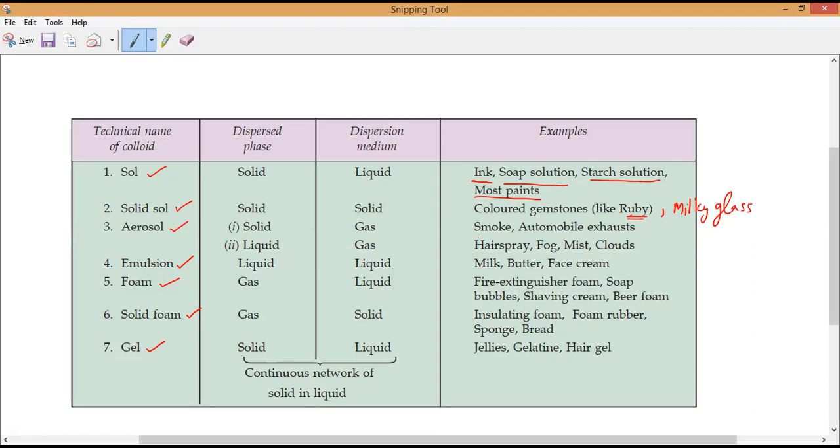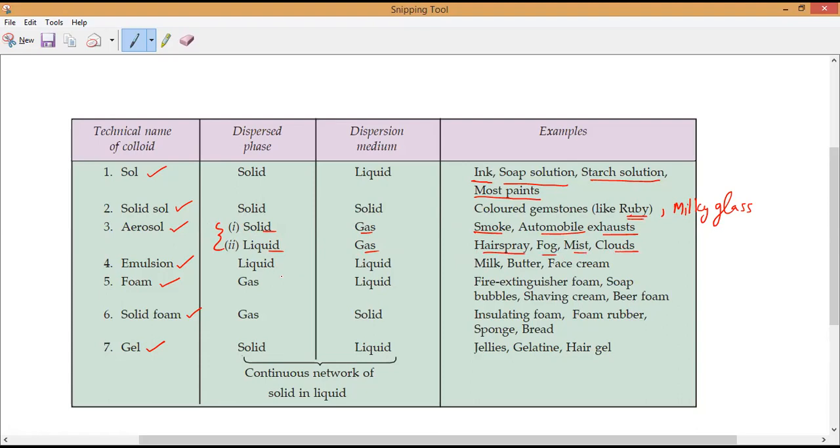Next, aerosol: smoke, automobile exhaust. Aerosol will be 2 types. What are those aerosols? Solid and gas, liquid and gas. So solid and gas: smoke and automobile exhaust. Liquid and gas: hairsprays, fog, mist and clouds.